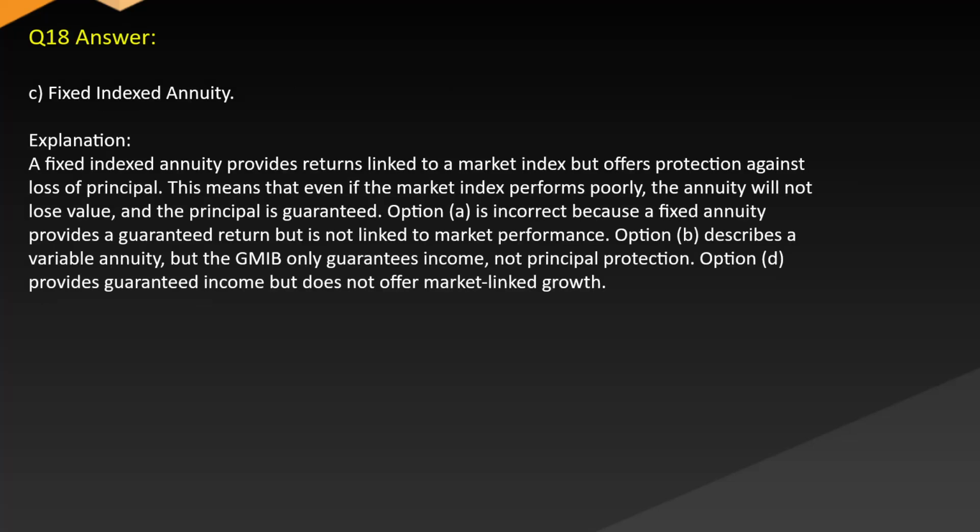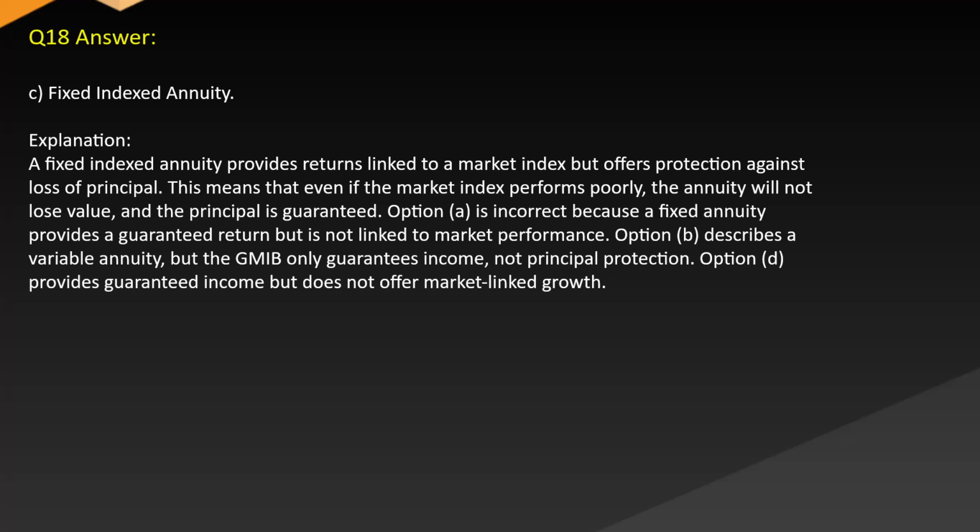Answer: C. Fixed indexed annuity. Explanation: a fixed indexed annuity provides returns linked to a market index but offers protection against loss of principal. This means that even if the market index performs poorly, the annuity will not lose value and the principal is guaranteed. Option A is incorrect, because a fixed annuity provides a guaranteed return but is not linked to market performance.